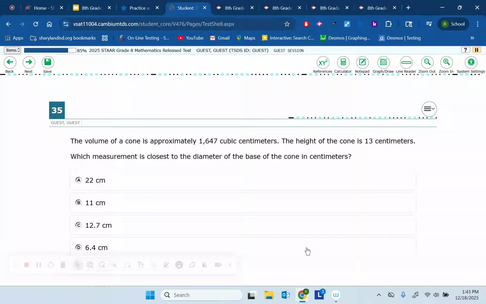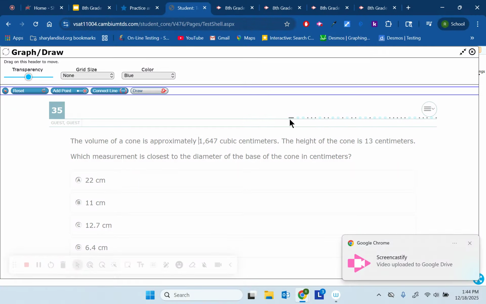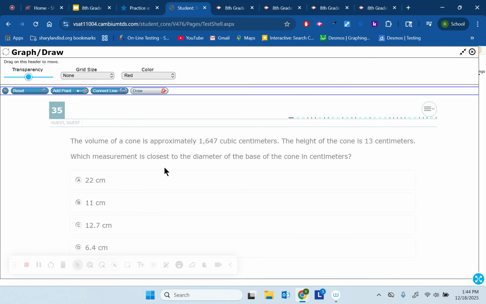Okay, so volume of a cone, and they give me the volume, they give me a height, and then they want to know the diameter. All right, this is not easy, so I'm going to do that right now. I do know one thing.